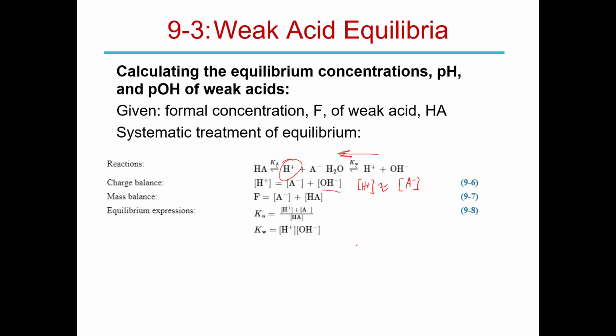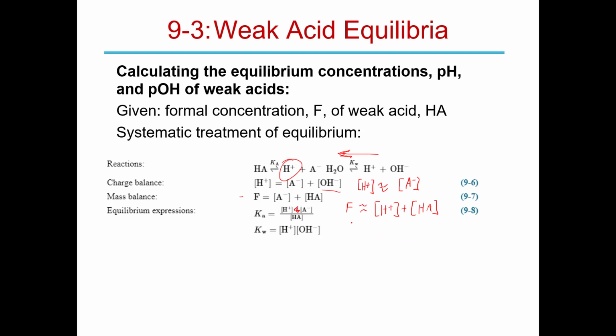So now what can we do? We can say here, looking at our mass balance equation, that F, to good approximation, is equal to A minus, which is equal to H plus, plus the HA concentration. So I just noticed that there was a typo in our slides. There's a plus sign here. That shouldn't be there. These should be multiplied together. So let's just keep that in mind.